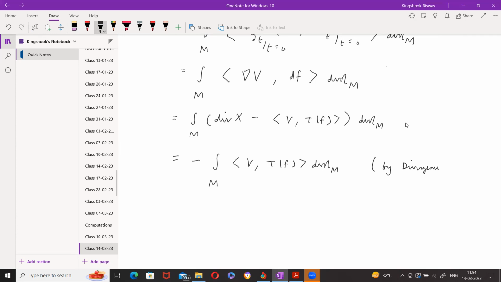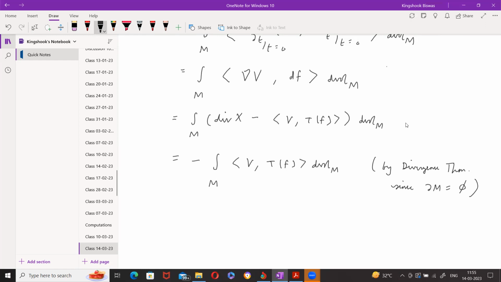For simplicity, let's assume that this is the case we'll be looking at in most of the course: the boundary of M is empty. Is this clear? Yeah, it's clear.